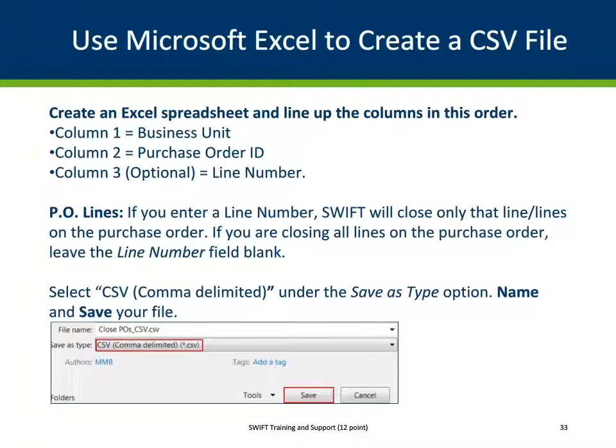Use Microsoft Excel to create the CSV file. Create the spreadsheet and line up the columns in the correct order. When you save that Excel file, select CSV, delimited under the Save as Type option. Name and save your file. Then upload the file to the buyer's workbench. Be very careful when adding purchase orders in a range to the Excel file.